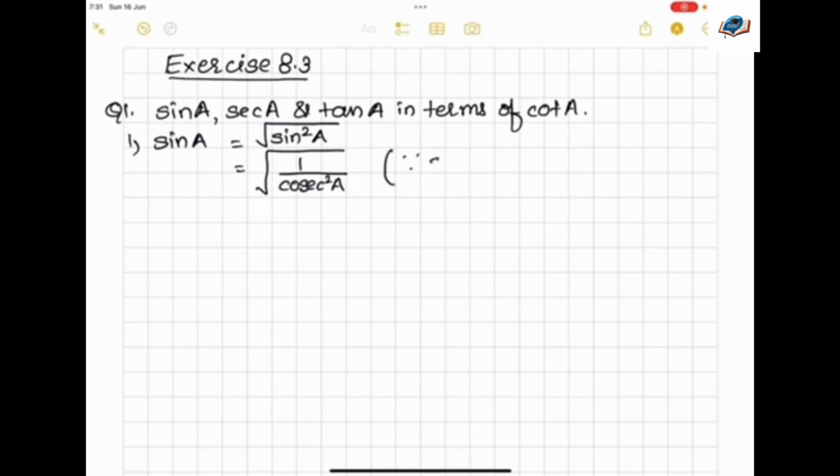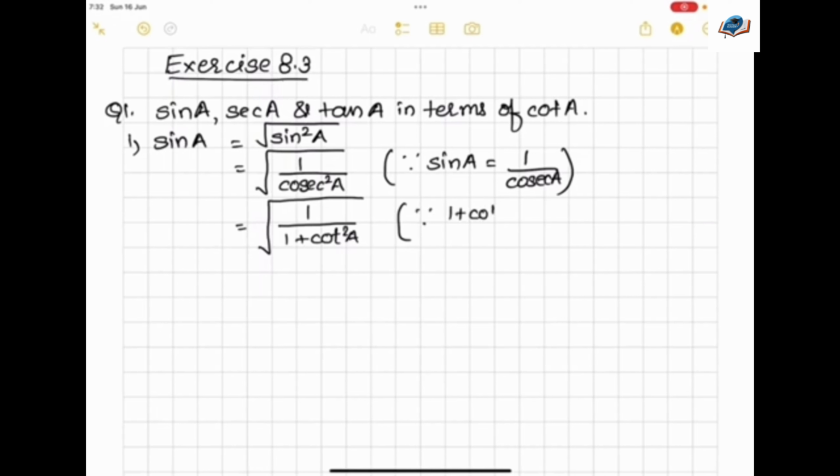So that root, because sin A equal to 1 upon cosec A. So now cosec square A, I am shifting as 1 plus cot square A. Because just now we saw the formula 1 plus cot square A equal to cosec square A. So that I am using here.